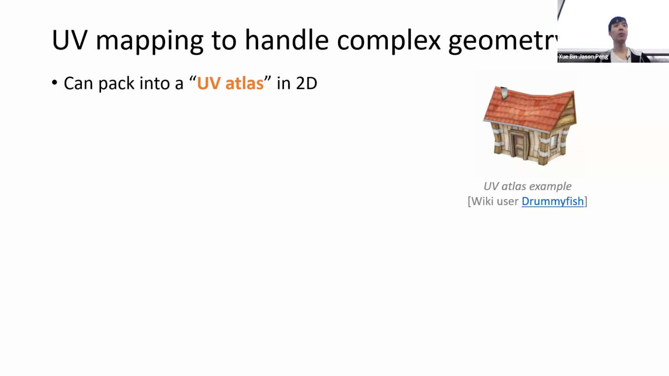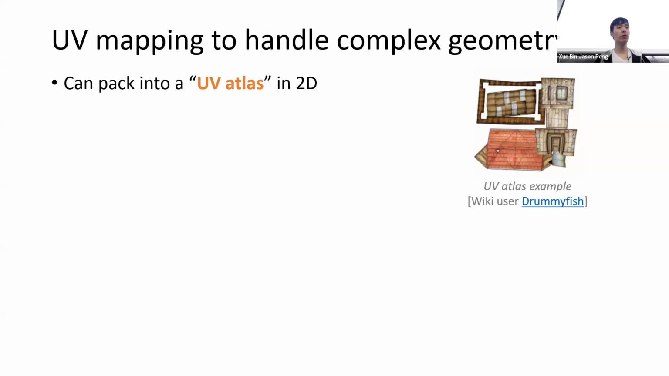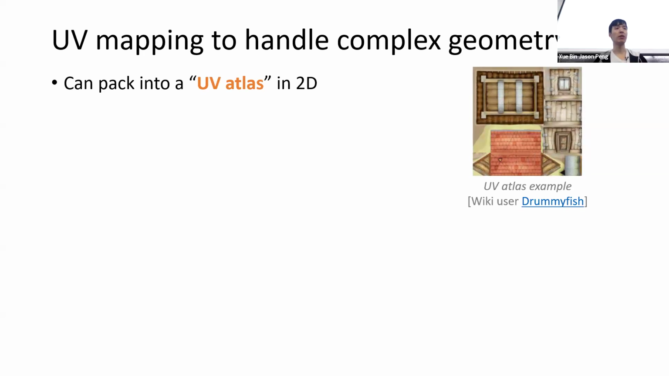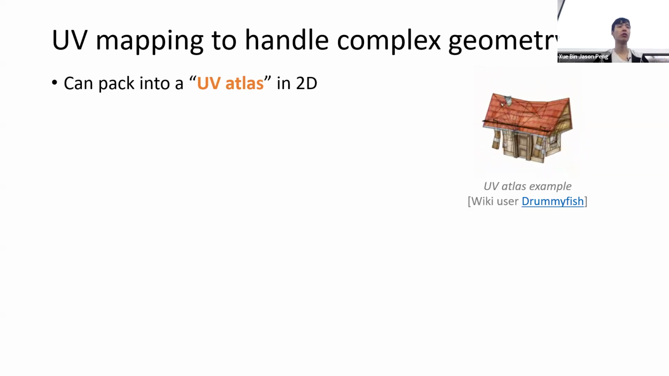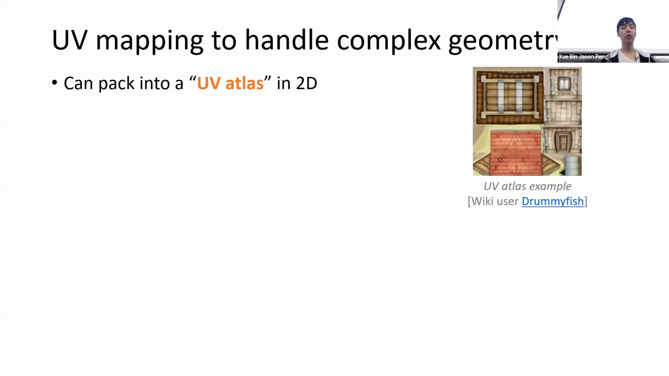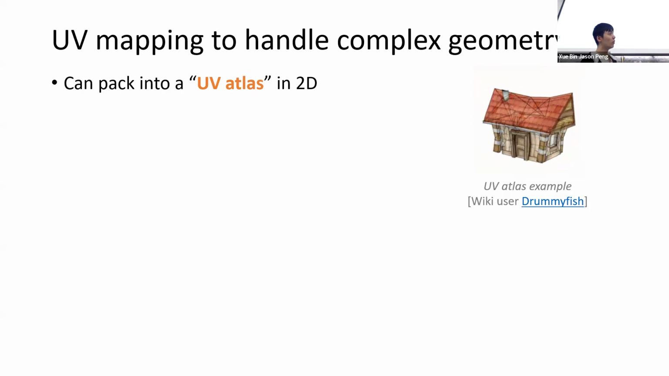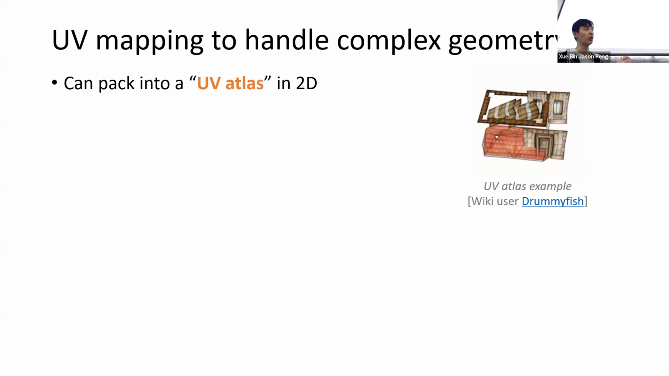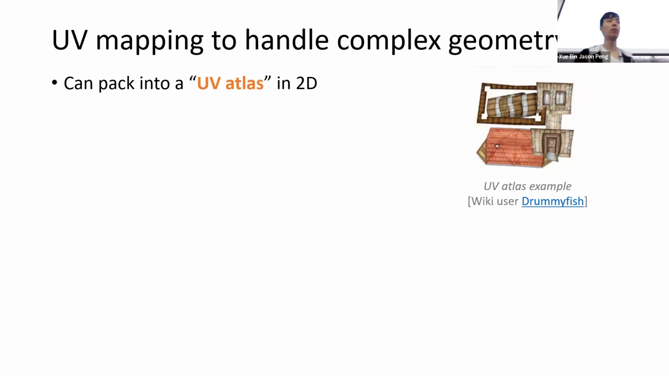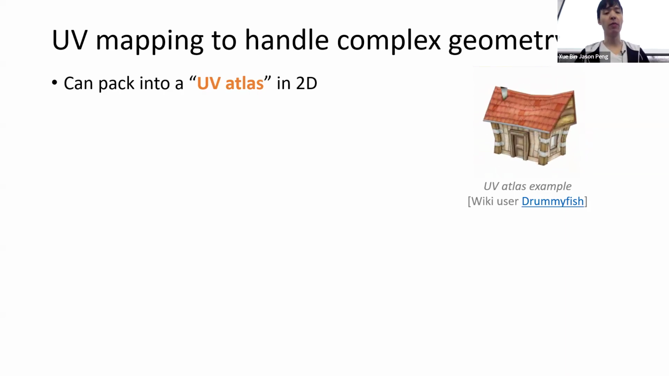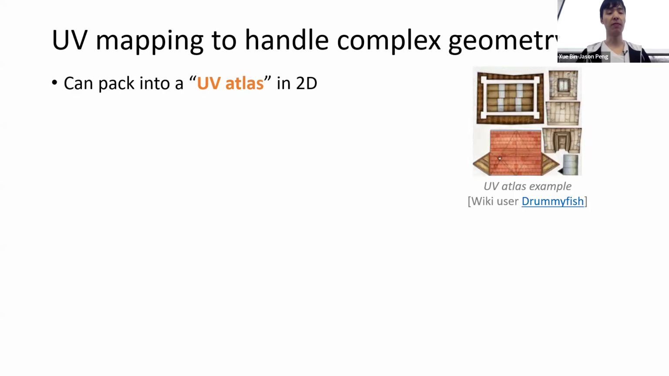And for a complex shape, it might not always be possible to flatten a 3D mesh into one continuous 2D shape. So in order to flatten more complex 3D objects, we often have to split up the object into different parts and then flatten those individual parts of the object onto a 2D texture.